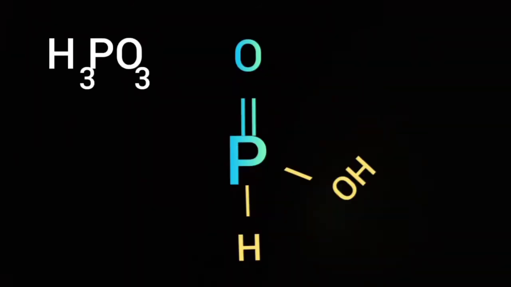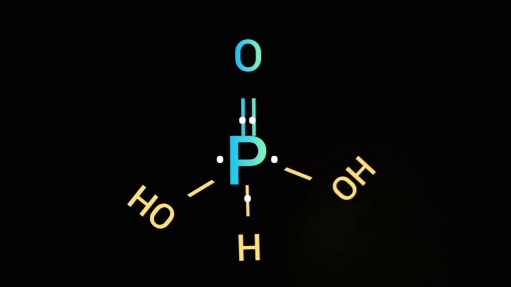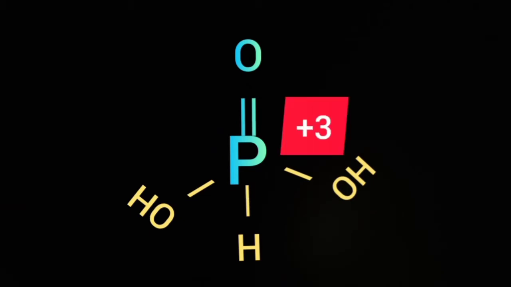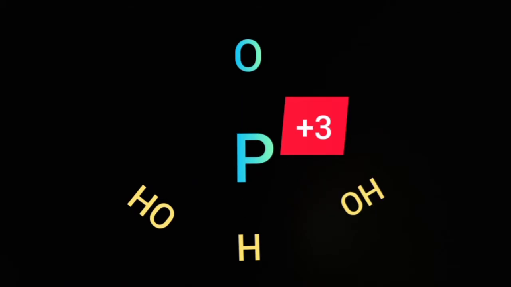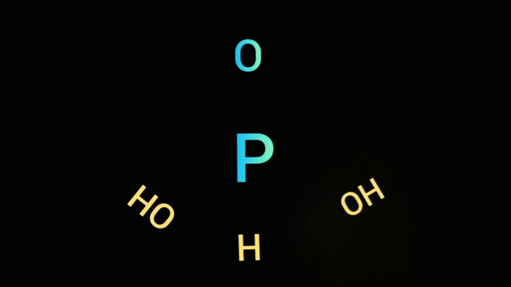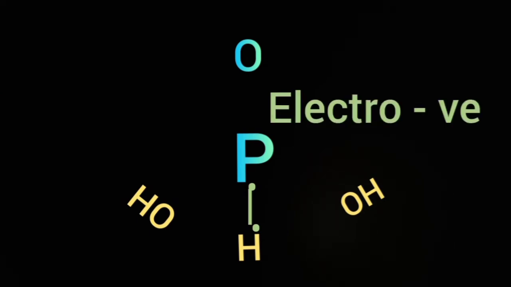In H3PO3, P contributed 5 electrons, but its oxidation number is +3. How? You see, in the Lewis dot structure, P contributed 1 electron to form a single bond with H, and P is more electronegative than H. The number of electrons contributed by P is 1, so just write 1 over here. As P is electronegative, take the negative sign from the word electronegative and put it before 1. So you have written -1 over here.